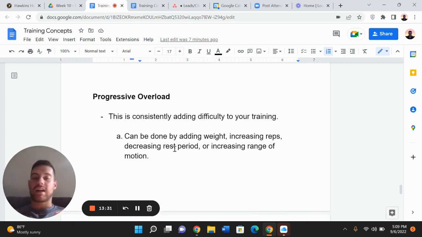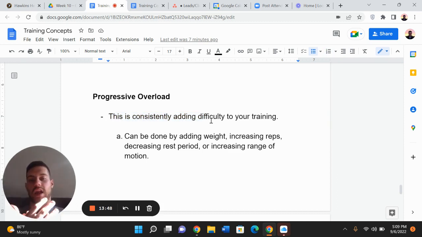Now, the last concept I want to go over with you is progressive overload. This is super important when it comes to training. This is the only way you're actually going to progress and get stronger, get more muscle, speed up your metabolism, all that good stuff. Okay, so progressive overload is consistently adding difficulty to your training.